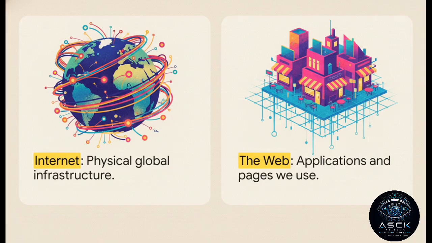The internet is the actual physical infrastructure. We're talking about the massive global network of fiber optic cables and physical devices spanning the earth. The web, on the other hand, is just one application running on top of that infrastructure. Think of the internet as the physical roads and highways, and the web is the shops, cafes, and businesses built right along those roads. Make sense?